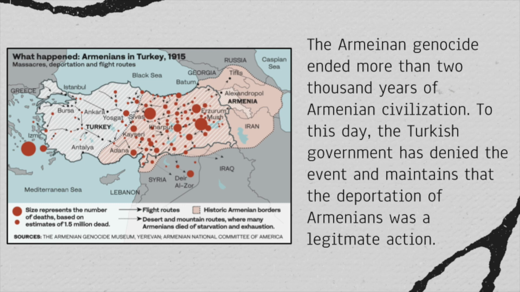The Armenian Genocide ended more than 2,000 years of Armenian civilization. To this day, the Turkish government has denied the event and maintains that the deportation of Armenians was a legitimate action.